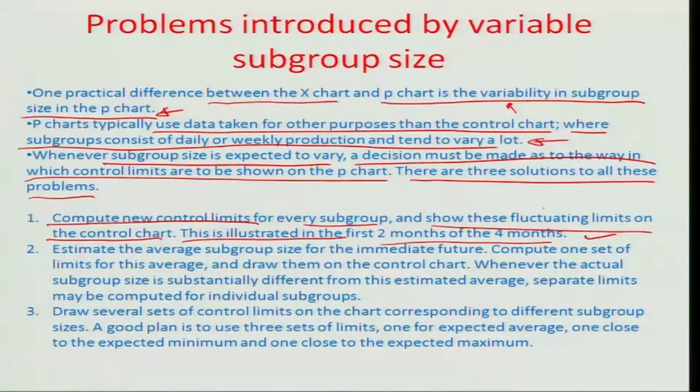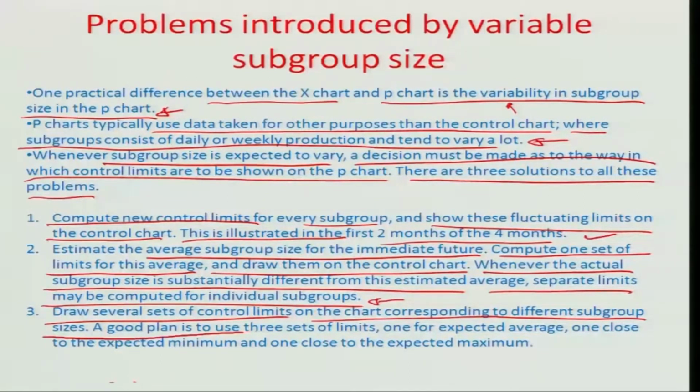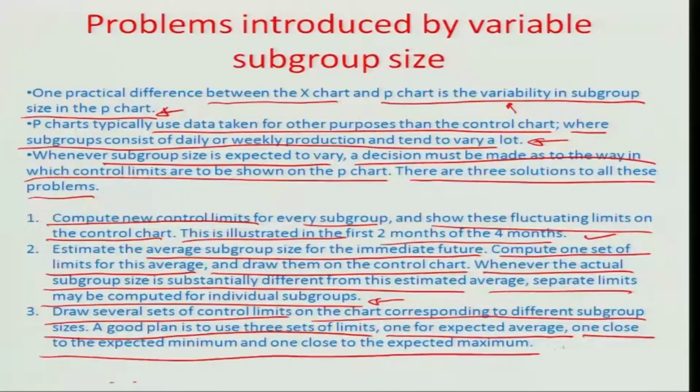Second, estimate the average subgroup size for the immediate future, compute one set of limits for this average, and draw them on the control chart. Whenever the actual subgroup size is substantially different from this estimated average, separate limits may be computed for the individual subgroups. The third solution is to draw several sets of control limits on the control chart corresponding to different subgroup sizes. A good plan is to use 3 sets of limits: one for the expected average, one close to the expected minimum and one close to the expected maximum.